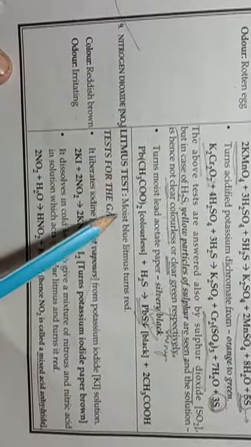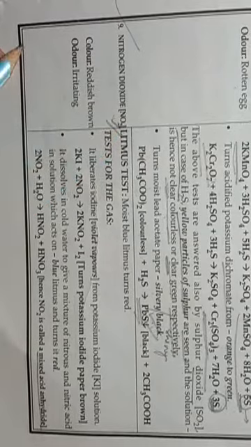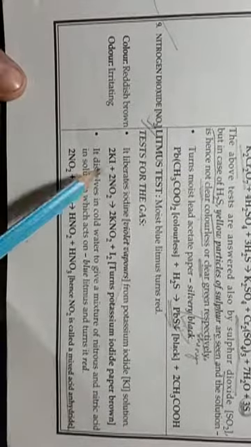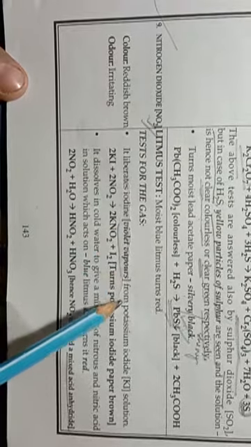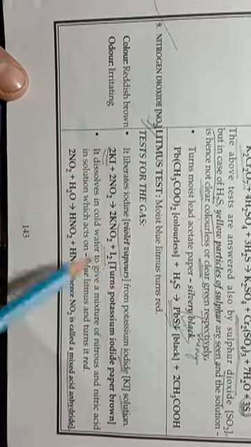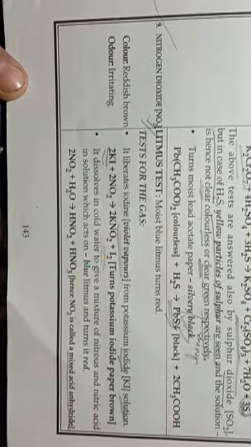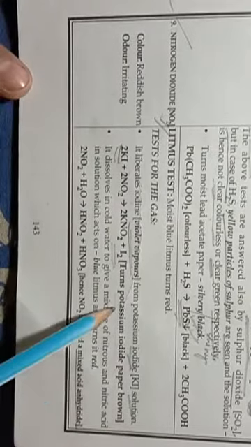Next is nitrogen dioxide. It is a reddish brown, irritating odor gas, a very important gas. Moist blue litmus turns red; it is an acidic gas. It liberates iodine, which is violet vapors, from potassium iodide solution. When NO2 reacts with potassium iodide solution, vapors of iodine are formed, which are violet in color, and potassium iodide paper turns brown.